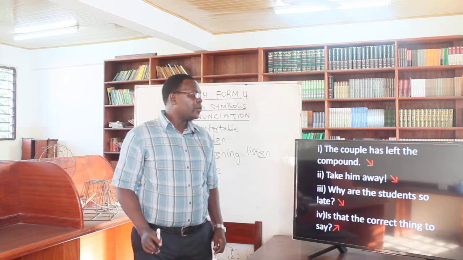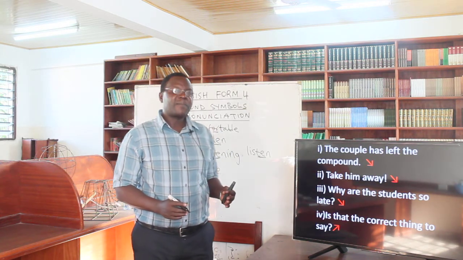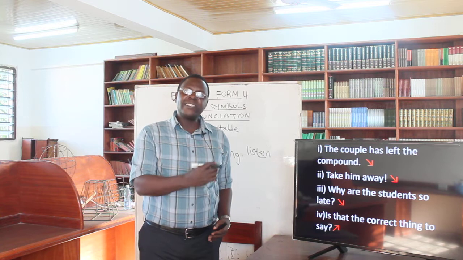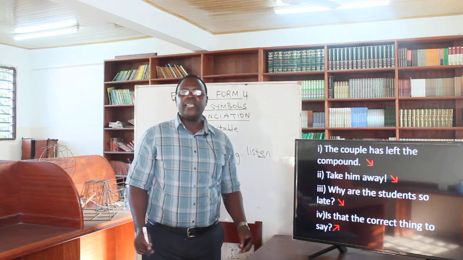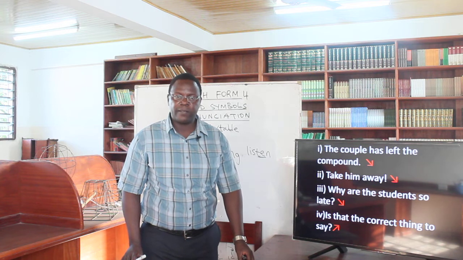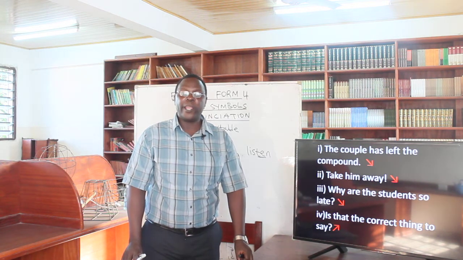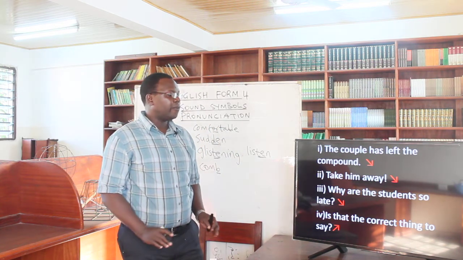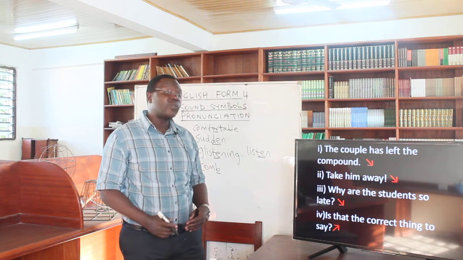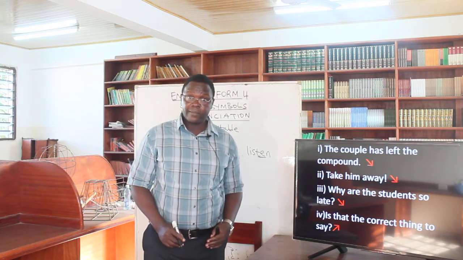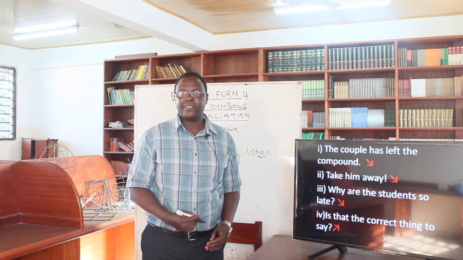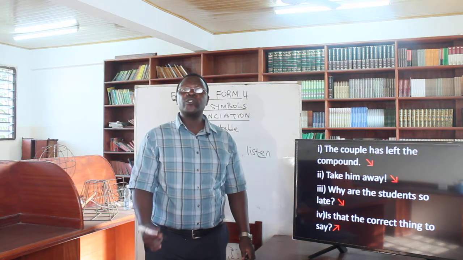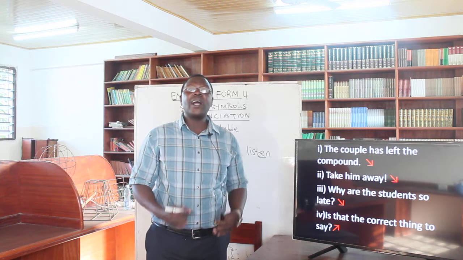If you look at how I have apportioned the arrows, I told you the arrow descending to the right indicates a falling intonation. The couple has left the compound. Take him away, falling. Why are the students so late? Falling. Is that the correct thing to say? That is rising. Do more practice when it comes to rising and falling intonation. Follow the rules. But I know every rule has an exception.